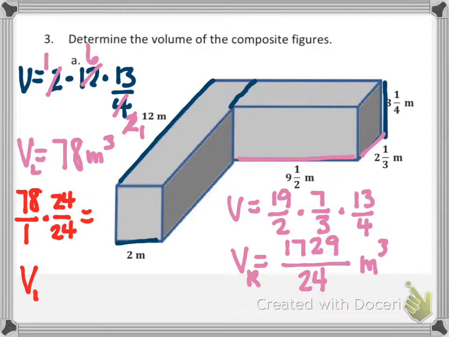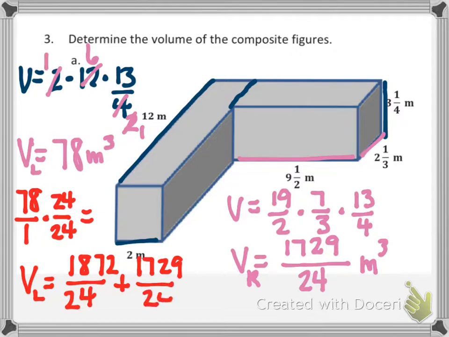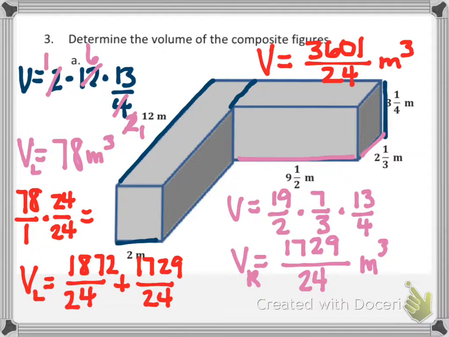And the volume of the left side then is going to be 78 times 24. 78 times 24 is 1,872 24ths. And we're going to add that to the right side, which is 1,729 24ths. And that's going to give us our total. When I add the 1,729, I get 3,601. So let me put it up here. The volume of the entire thing is 3,601 24ths meters cubed. That's the composite volume of the entire figure.